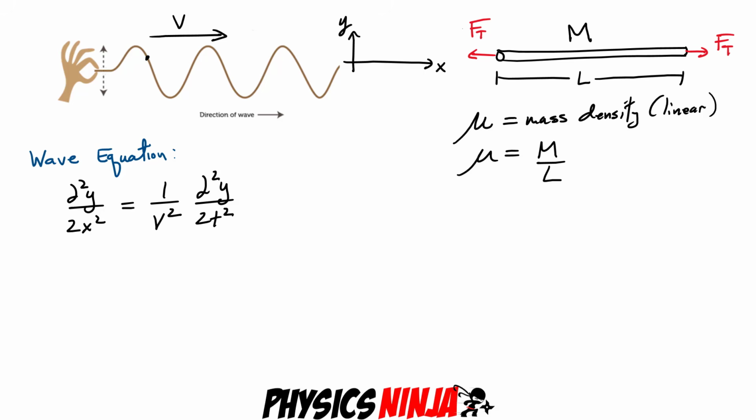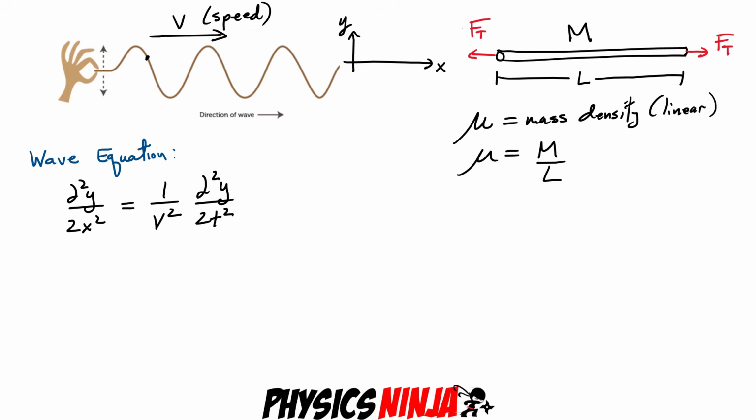It says that for any element of string at a position x, where y is the vertical displacement and x is the horizontal position, if you take the second derivative of that displacement with respect to position, it's equal to 1 divided by v squared, where v is the speed of the wave, how fast it travels along that string, times the second time derivative of the displacement.